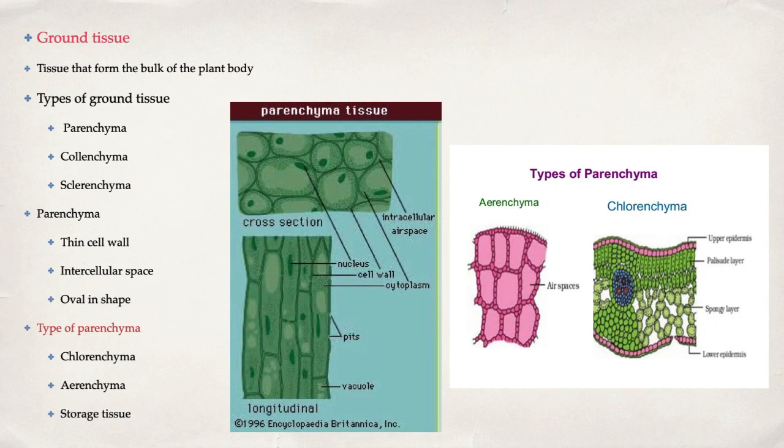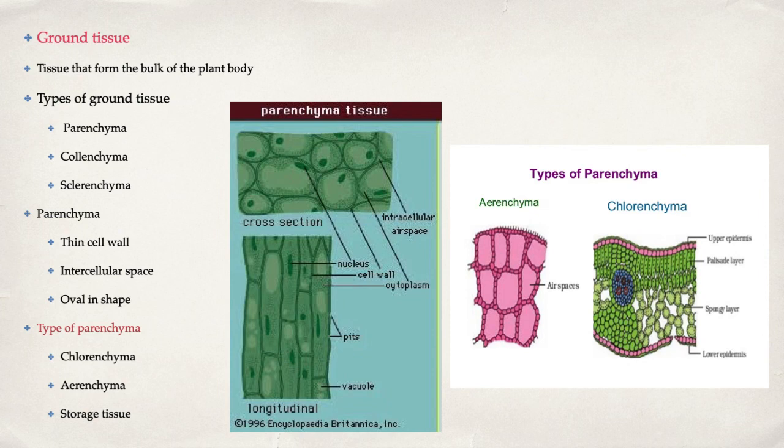Now, the next tissue is called ground tissue. The tissue that forms the bulk of the plant body is called ground tissue. This ground tissue is of three types: parenchyma, collenchyma, sclerenchyma. First, we discuss parenchyma. The parenchyma is a living tissue with a thin cell wall and intercellular spaces, and the shape of these parenchymatous cells is oval. Now, these parenchymatous cells are again divided into types: chlorenchyma, aerenchyma, storage tissue.